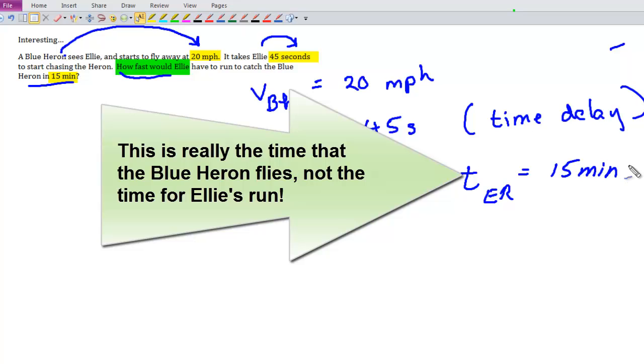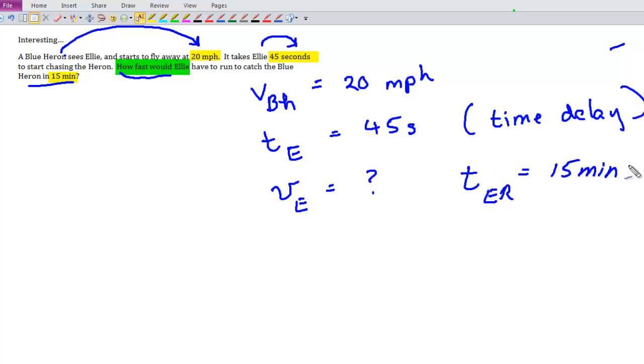So we've got two Ellie times, and we only have one velocity for the blue heron, so we've got to work this out a little bit. The other thing we've got are some unit problems. This is in miles per hour, this is in seconds, and this is in minutes. So the first thing, before we figure out how to tackle the problem, how to set it up, let's get rid of the unit problems first by converting everything to meters and seconds, meters per second. Okay, so let's go ahead and do that.